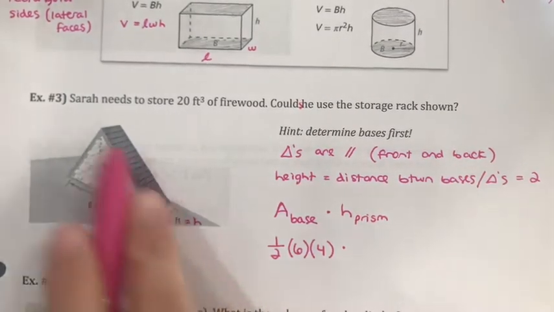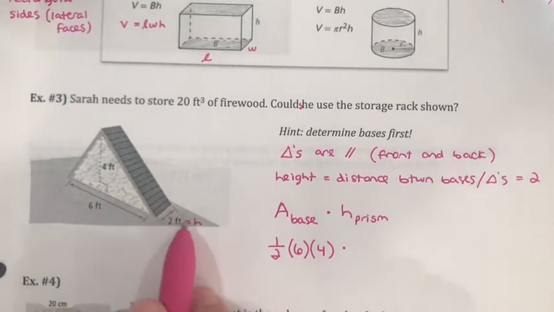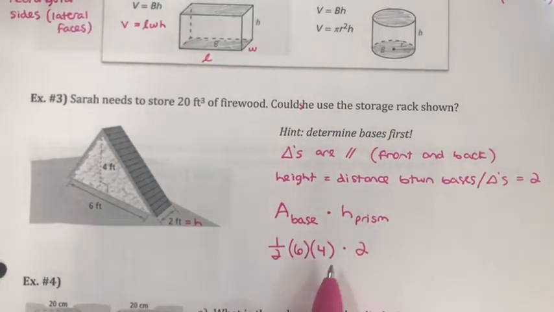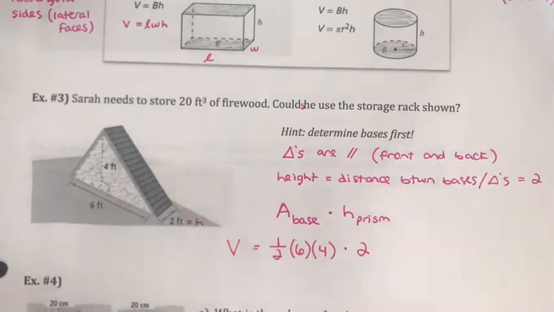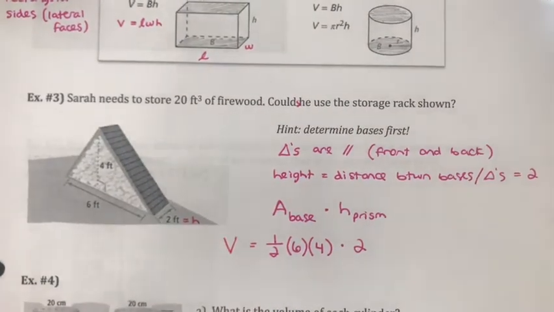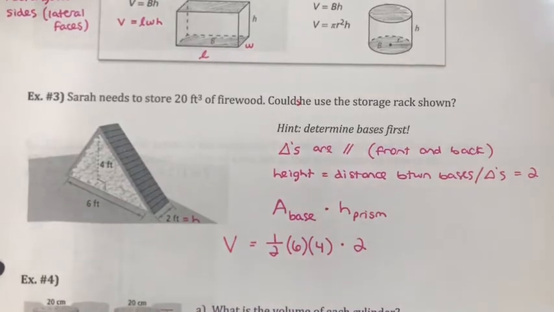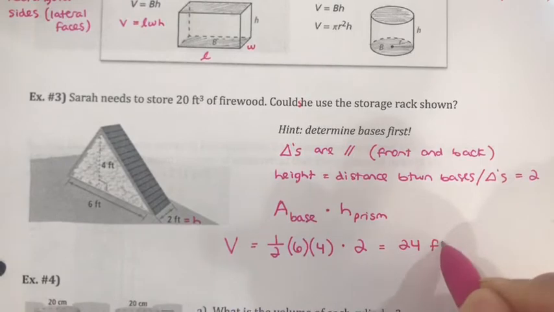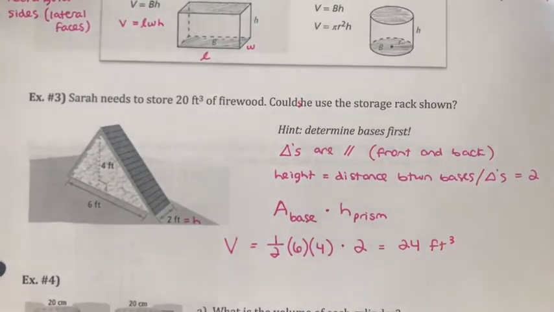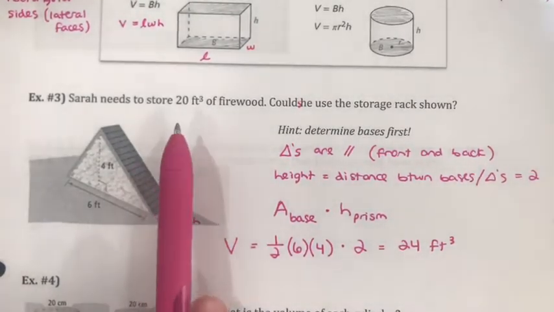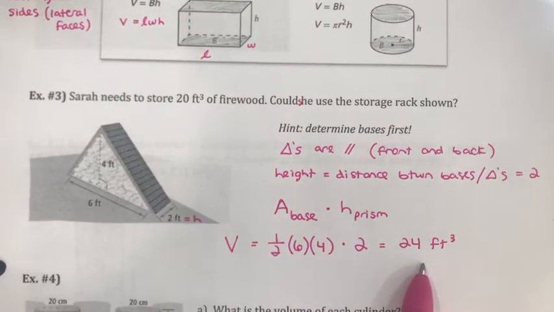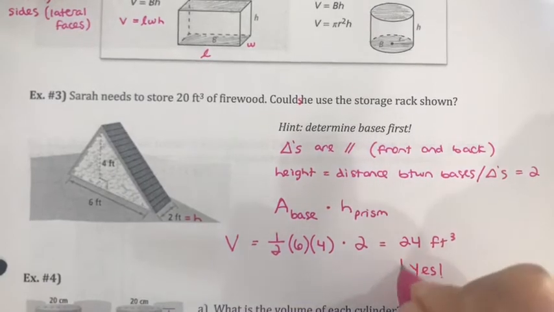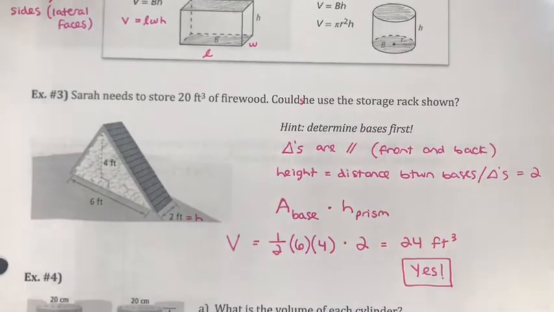So remember, the prism is the whole 3-dimensional figure. So the height of that is 2 feet. So this formula would give me the volume of my figure. Now if I type these into my calculator, I end up with 24 feet cubed. Now it says that she needs to store 20 feet cubed, and this thing holds 24, so we're going to say yes. Okay.